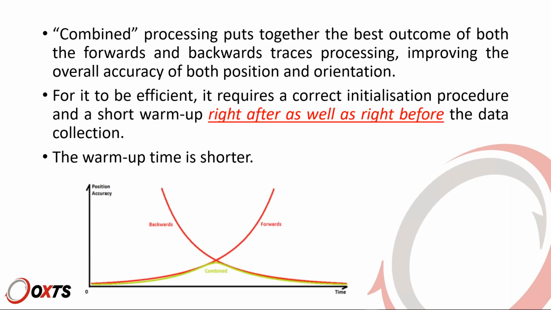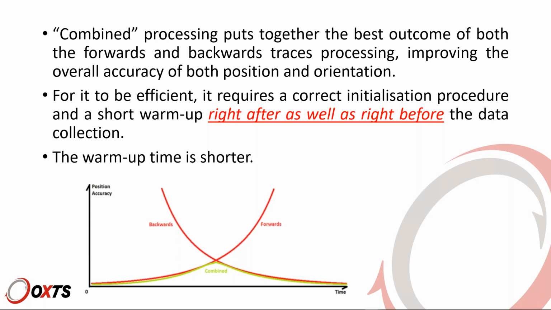This is how we fix a lot of problems, by reprocessing the data by tweaking the configuration. What combined processing does is take both the forwards and the backwards trace. So it goes in both directions, and it takes the best of the two at any given time. By doing this, basically, it limits the drift, the inaccuracies of each trace.